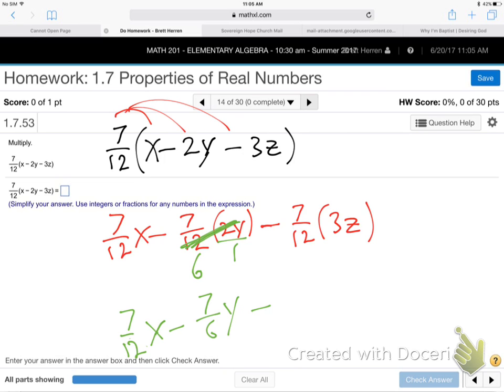What do we do with the back one? 7/12 times 3z. Put this over 1. 3 into 12, 4 times. And there we go. We're done with that one. Is that okay? Questions I can answer? Where's the z? Oh, yeah. Good question. Right there. Thanks. I forgot the z. Good on that? All's well?